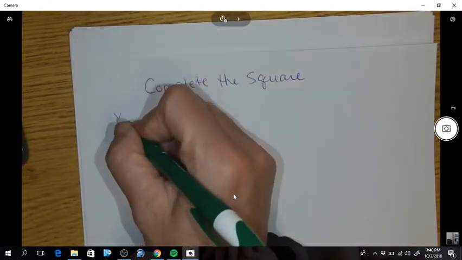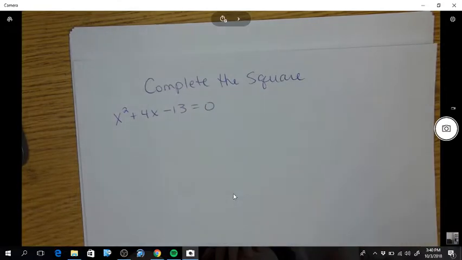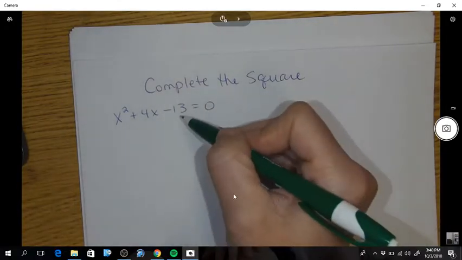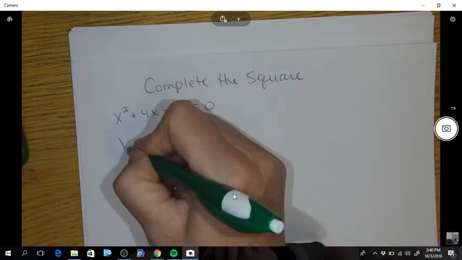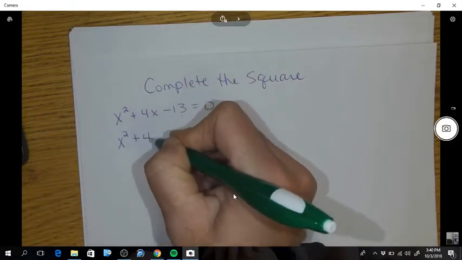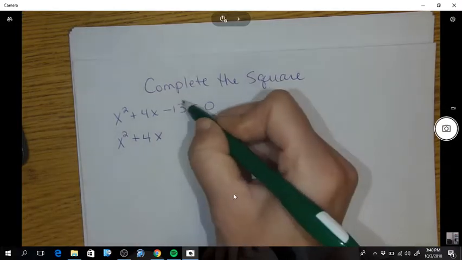Okay, so here's example 1. Okay, so first step is to get rid of this last number, or the C term. I'm going to leave a spot here. So if we get rid of it, we would add it, right?